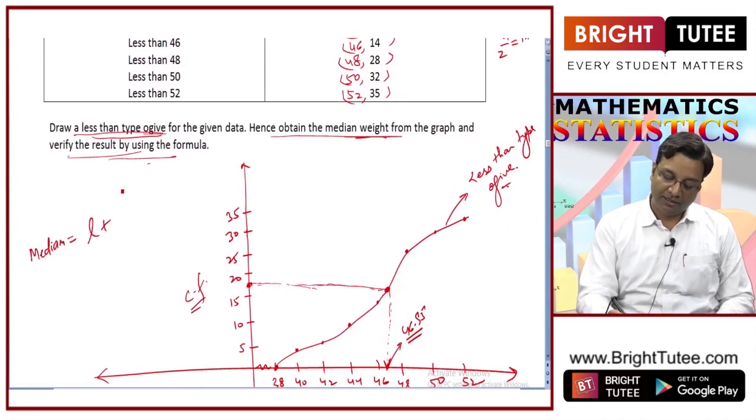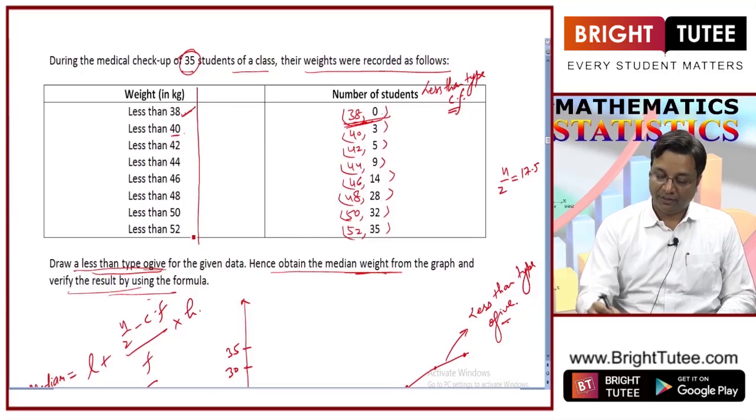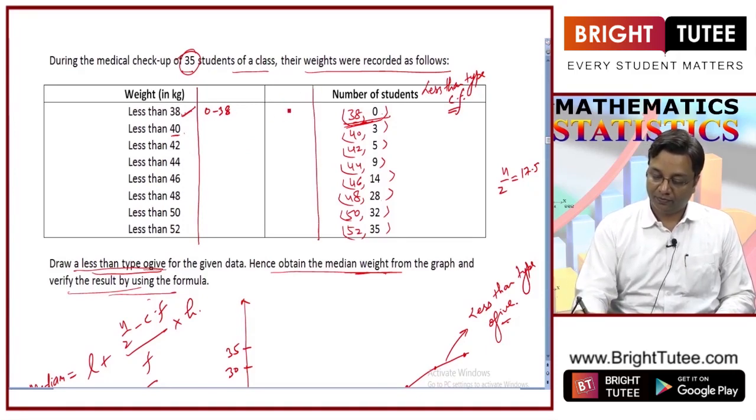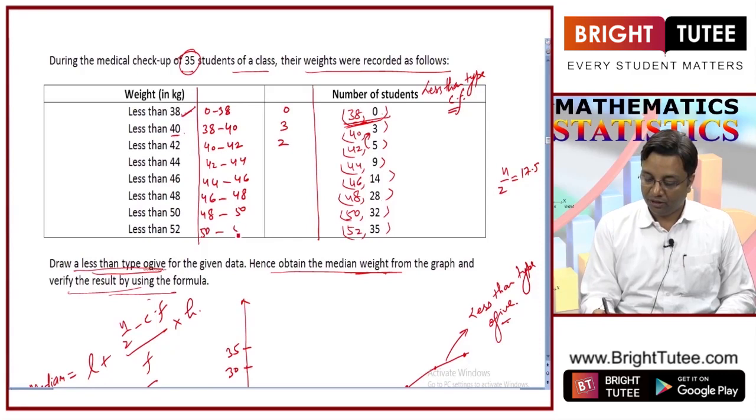It is equal to L plus n by 2 minus Cf divided by f into h, right. So now if I divide it into classes, the first can be written as 0 to 38, number of students is 0. Now if I write 38 to 40, how many students will be there? 3. 40 to 42, number of students will be 2, 5 minus 3, right. 42 to 44, 44 to 46, 46 to 48, 48 to 50, and then 50 to 52.